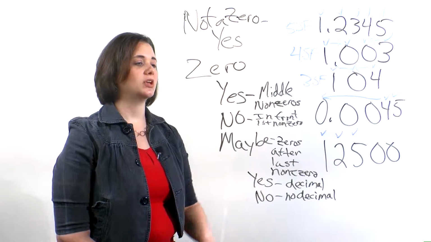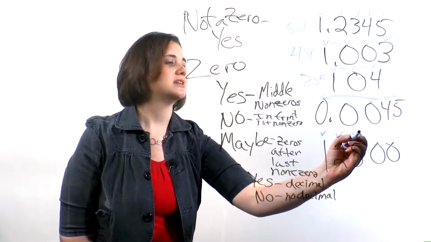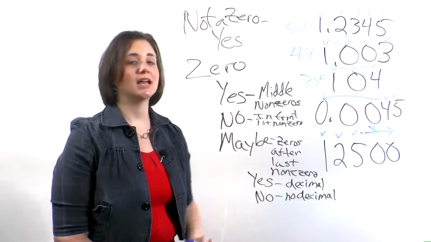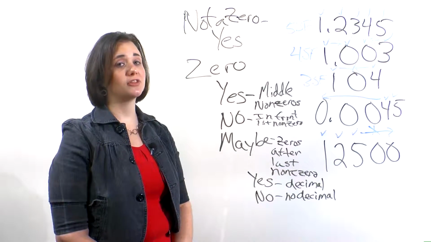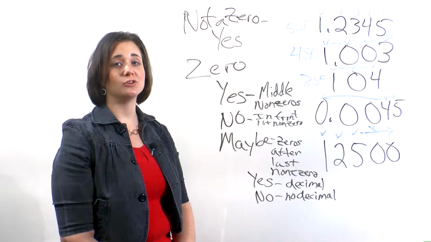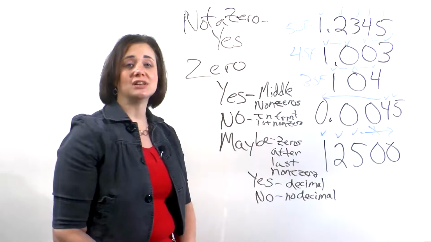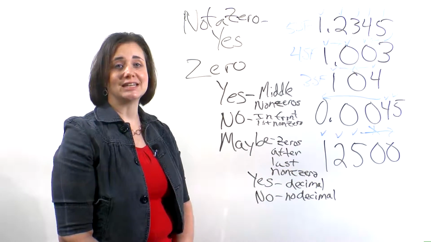Do I have a decimal anywhere in this problem? No decimal. So these zeros at the end do not get counted. Again, it's not that they're not important. If this is your paycheck, you don't want your employer to round to $125. You still want to keep the $12,000, but those zeros are not significant.